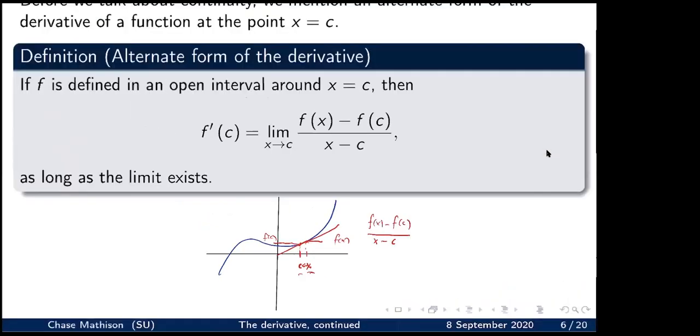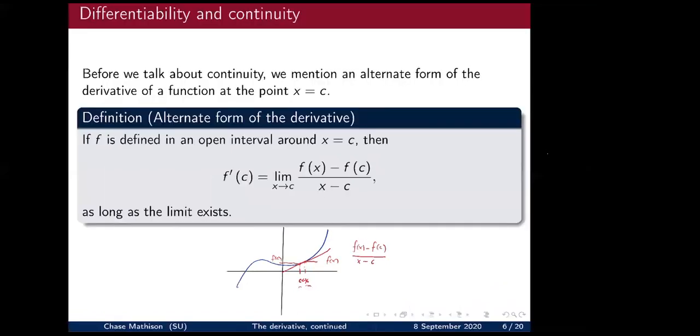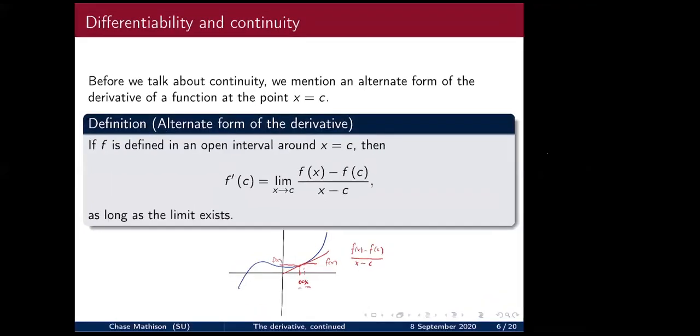Okay? But for proving stuff about continuity, it is easier to work with. And so are there any questions about why this limit gives you the same thing as we talked about before? The limit as h approaches 0 of f of x plus h minus f of x over h gives you the same thing as this limit.